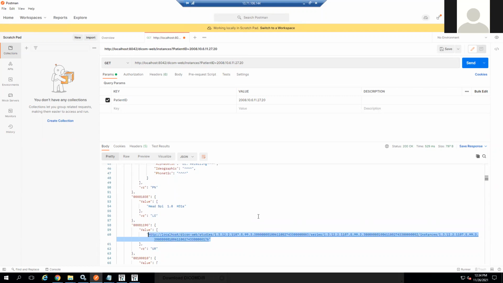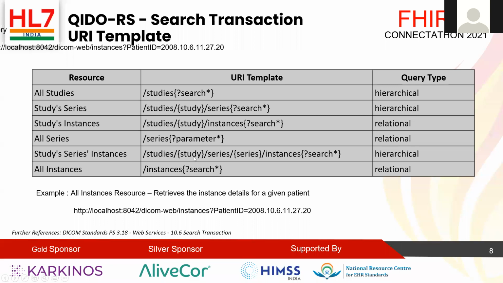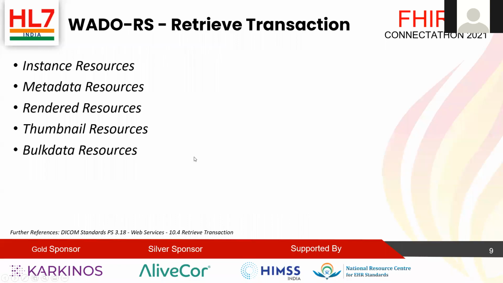Now let's use this one to retrieve these things. So now how can we retrieve? I'll explain to you by going through the next slides. So if you see that WADO-RS, it's a retrieve transaction. There are 5 types of retrieve transactions that have been defined. One is the instance resource, one is the metadata resource, one is the rendered resource. Next one is the thumbnail resource, and then the bulk data resource.